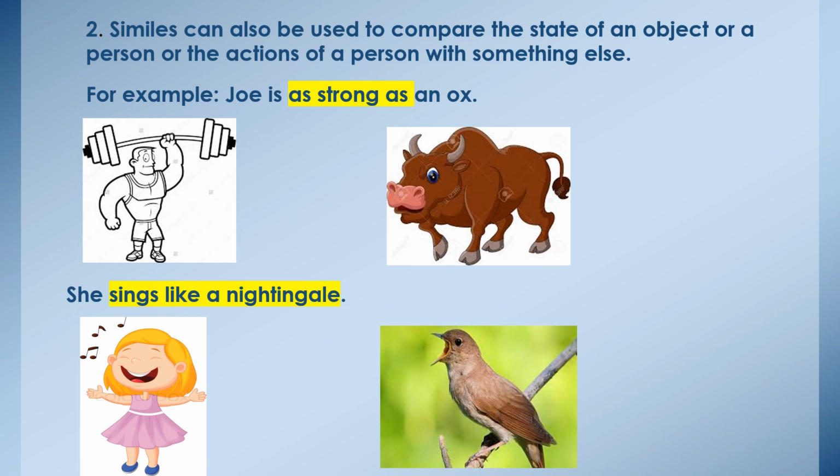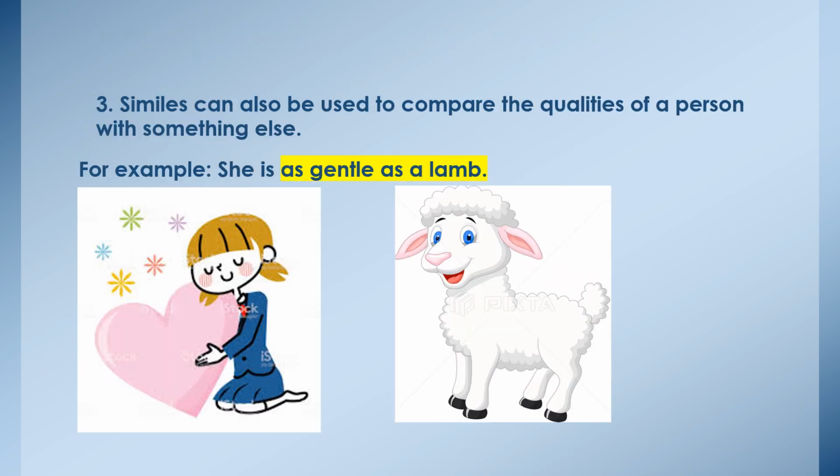Let's see the next example. She sings like a nightingale. We all are also very aware of the fact that a nightingale has a melodious voice. Someone who sings melodiously is often compared to a nightingale. This simile compares the action of singing with a nightingale.